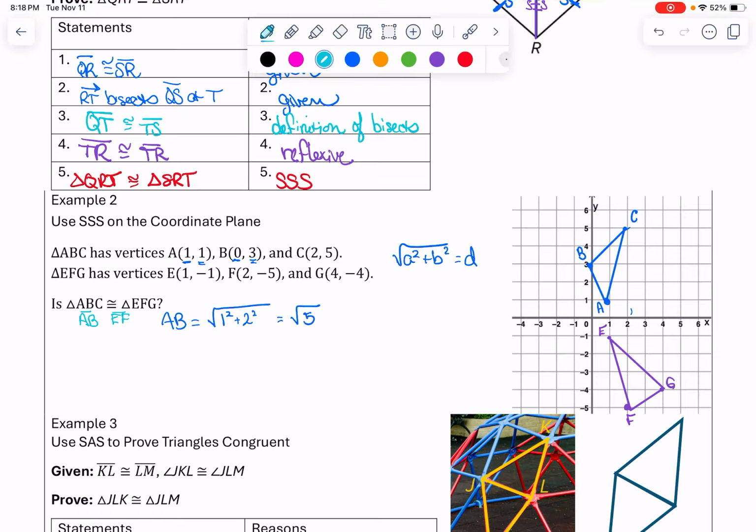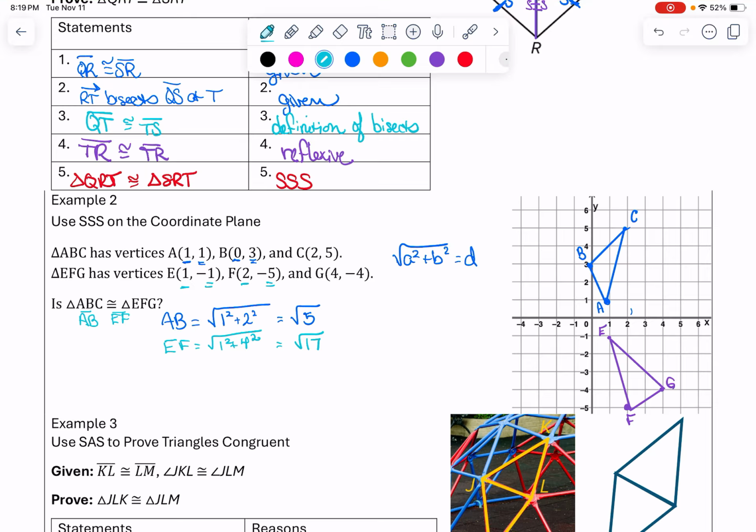E and F have points (1, -1) and (2, -5). The distance between 1 and 2 is 1. So far so good. But the distance between -1 and -5 is 4. So 4 squared is 16 plus 1 is 17. The square root of 17 is certainly not equal to the square root of 5. But maybe they made a mistake when they were writing their congruence statement. So let's check and see.